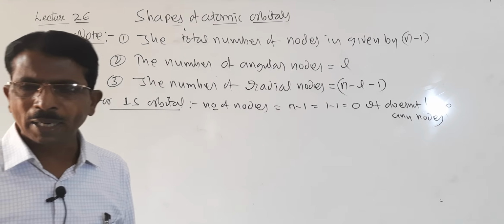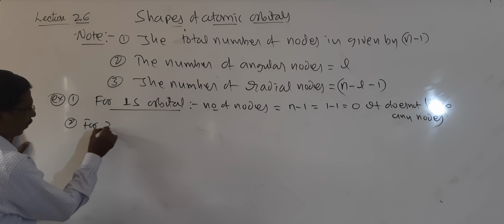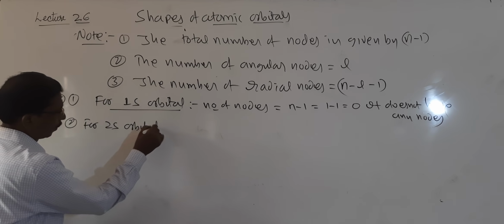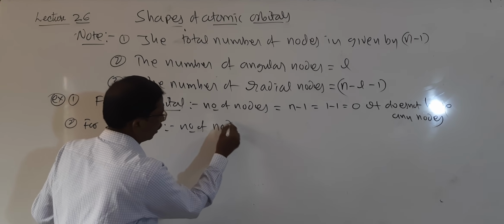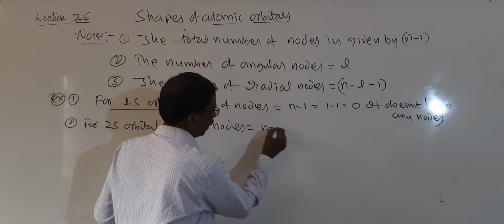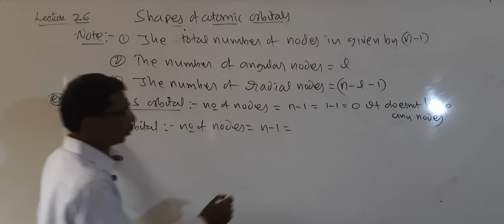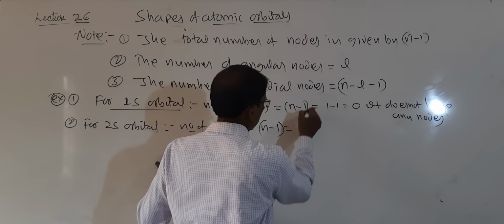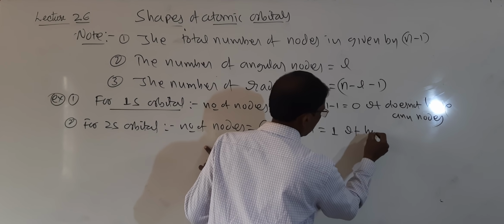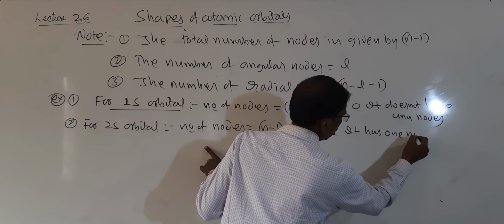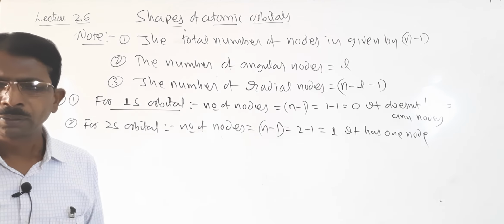Then what about the next one, the 2s orbital? For 2s orbital, number of nodes is equal to n minus 1. For 2s, n is equal to 2. It is 2 minus 1, so it has one node.